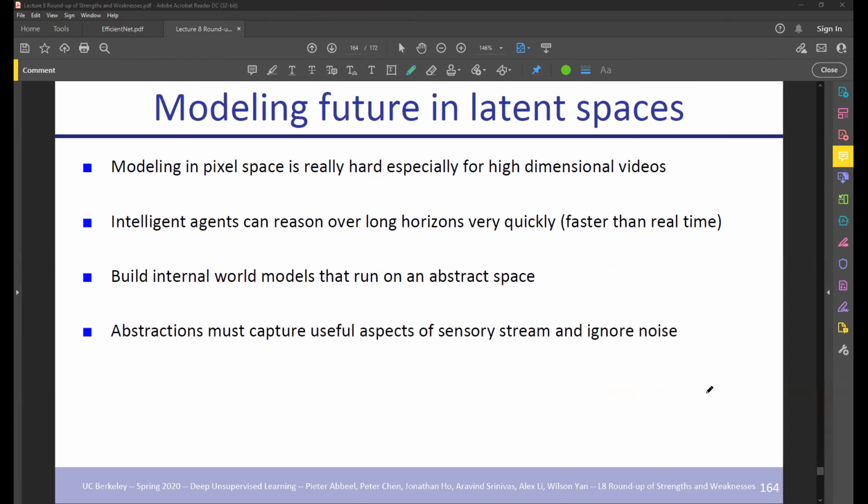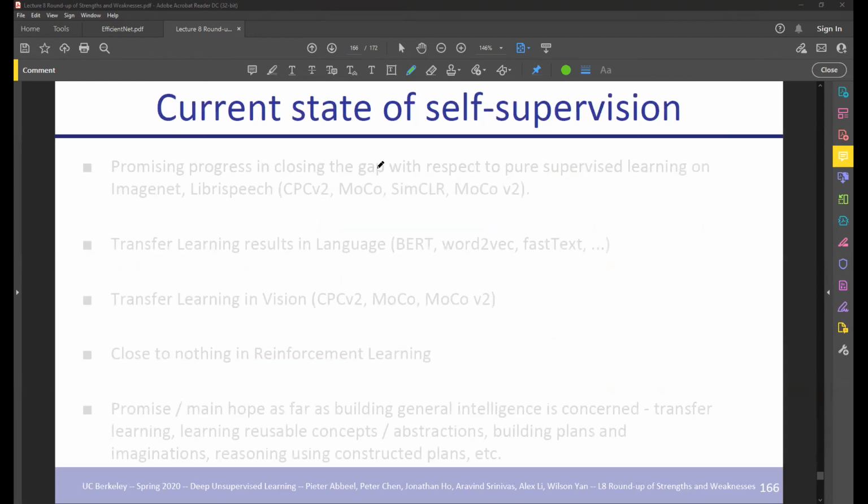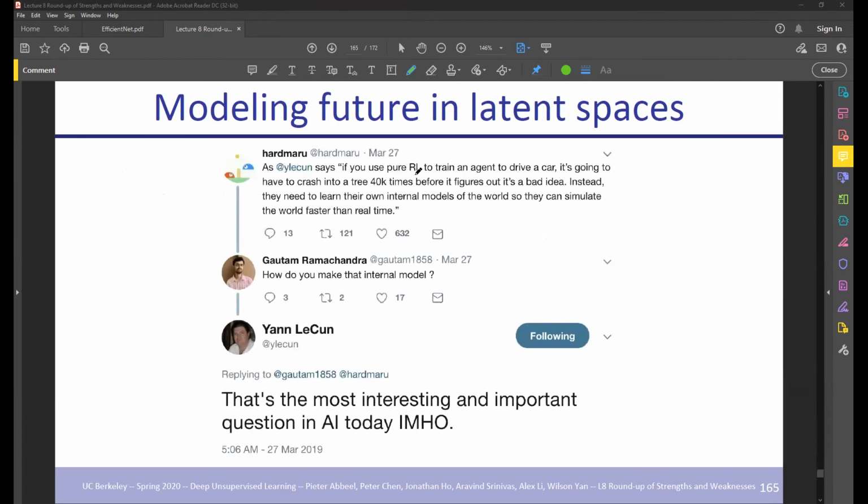You can read this for yourself, but what he says is, if you use pure RL, which I guess Arto and Mike will be teaching in the next 2 hours, if you train to drive a car, it's going to have to crash 340,000 times before it figures it out. Instead, what is needed is an internal model of the world, so you can simulate the world much faster than having to bang your head 40,000 times into a tree before you figure out how to move in a world that has trees. And the guy asks, how do you make that? And Yann LeCun's response is that it is, in fact, the most challenging thing in AI and machine learning today.